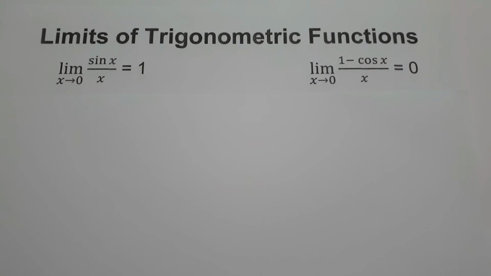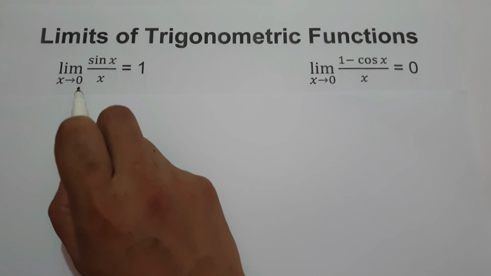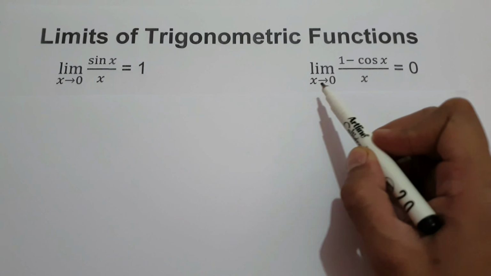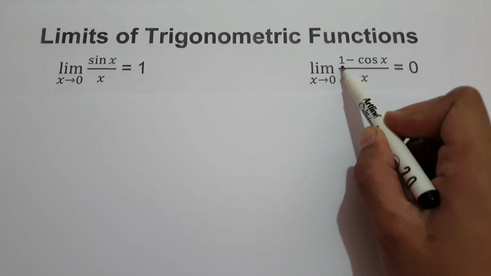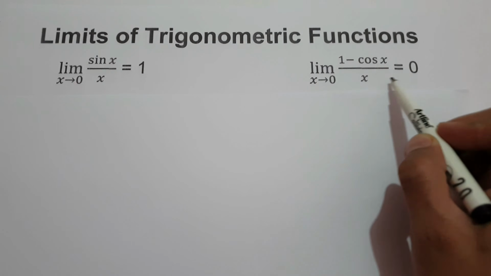In this video, we are going to talk about how to evaluate limits of trigonometric functions. In evaluating limits of trigonometric functions, there are two formulas that we need to remember. The first one is the limit of sine x over x as x approaches 0 is 1. And the second one is the limit of 1 minus cosine x over x as x approaches 0 is 0.